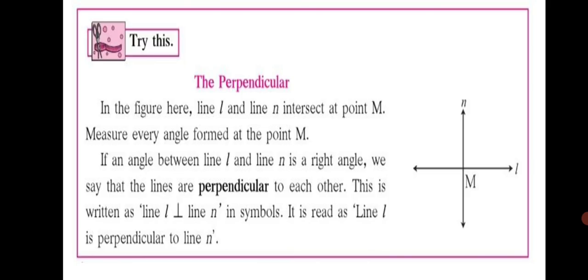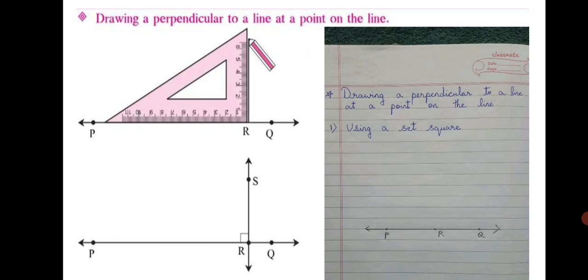Now in this practice set you are going to learn how to draw a perpendicular to a line at a point on the line. So you can see the point on the line here is point R on line PQ. The name of this line is line PQ and point R is on the line. So we have to draw a perpendicular at point R. There are different ways in which we can draw perpendicular. You're going to learn three ways. The first one is using a set square.